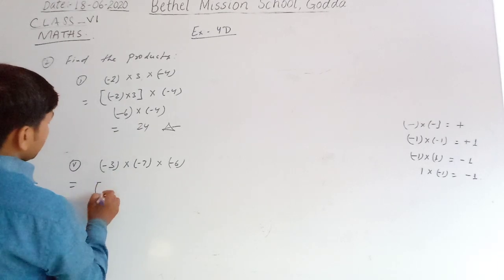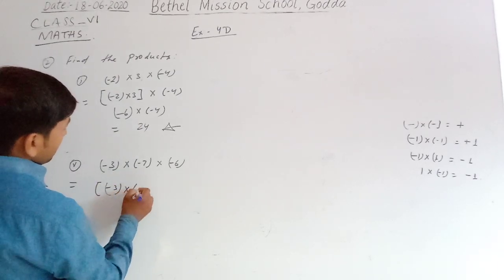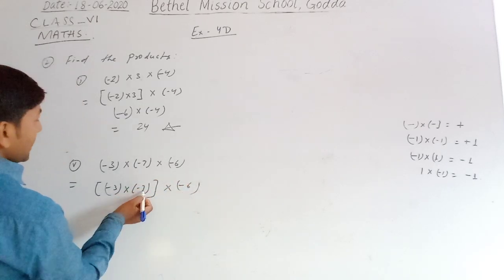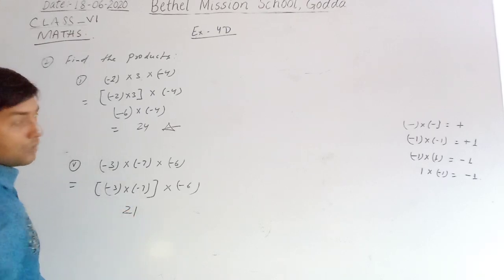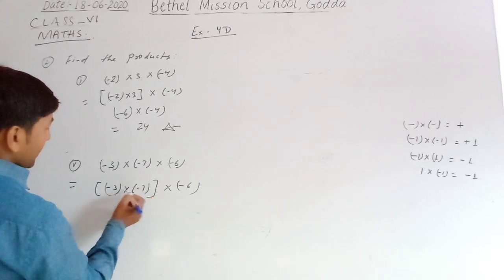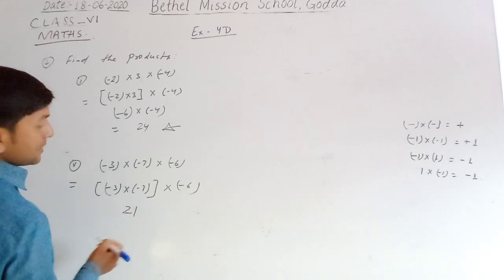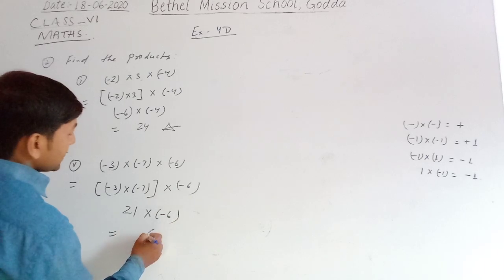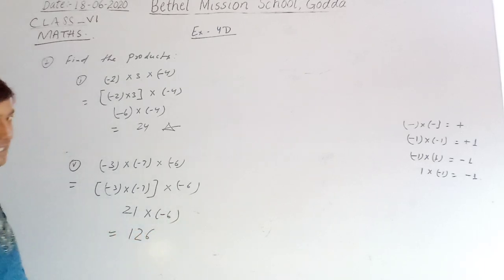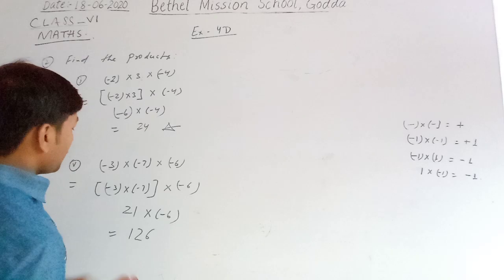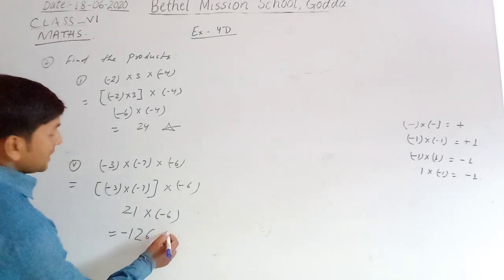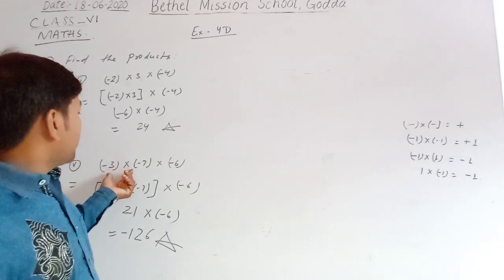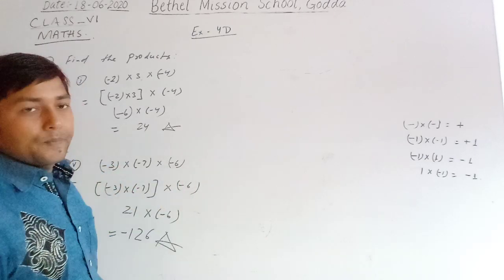Now also take the first two numbers, then the third number. 7 times 3 is 21, and the symbol will be plus, since minus multiplied by minus becomes plus. Now multiply by minus 6: 6 times 1 is 6, 6 times 2 is 12, so 126, and the symbol minus is left, so minus 126. Here you have to multiply the first two numbers, then the third number.